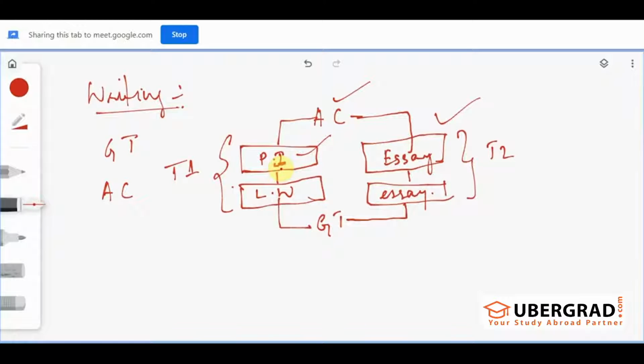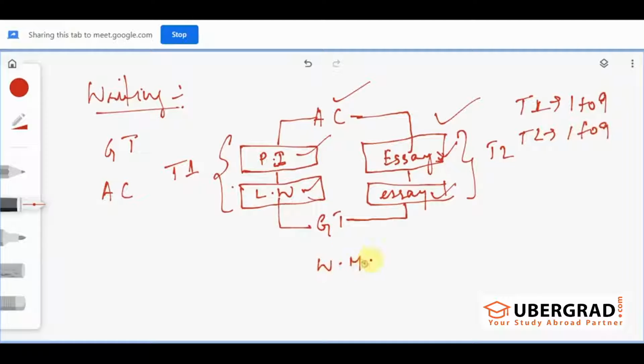Whereas for the general training candidates, writing task 1 is letter writing. Okay, you have to write a letter. Then task 2 is the same for both of them, which is essay writing. Right. So for task 1 of the writing module, you get a band score between 1 to 9 bands. For task 2 again you have 1 to 9 bands.